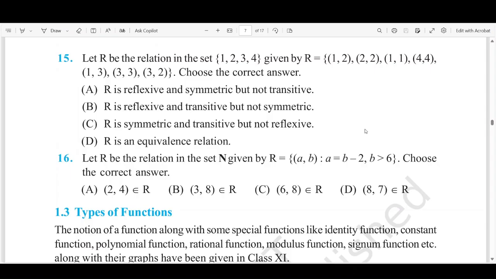Problem number 15. Let R be the relation in the set {1, 2, 3, 4} given by R equal to the set of all ordered pairs (1, 2), (2, 2), (1, 1), (4, 4), (1, 3), (3, 3), (3, 2). So they have given the set which consists of elements 1, 2, 3, 4 and they have given the relation in the roster form. We have to choose the correct answer. So for the given set and the given relation, we have to verify all the three properties and from that we can choose the correct one.